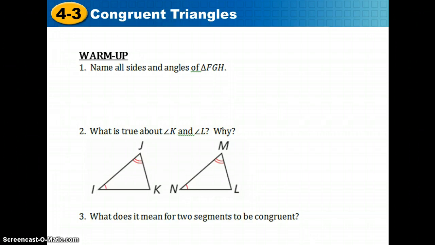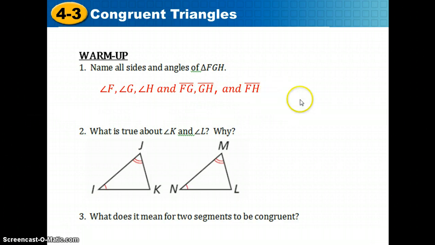Name all the sides and angles of triangle FGH. Well, you can see from this information everything we need to know to talk about the sides and angles. You don't even have to have the triangle drawn. FGH are the labels of the vertices of the triangle, so those are the angles: F, G, and H. The sides we get by taking each pair of consecutive vertices and making them the endpoints of a segment. So FG is the side, GH is the side, and FH is the side. This is how we should have written our answer.